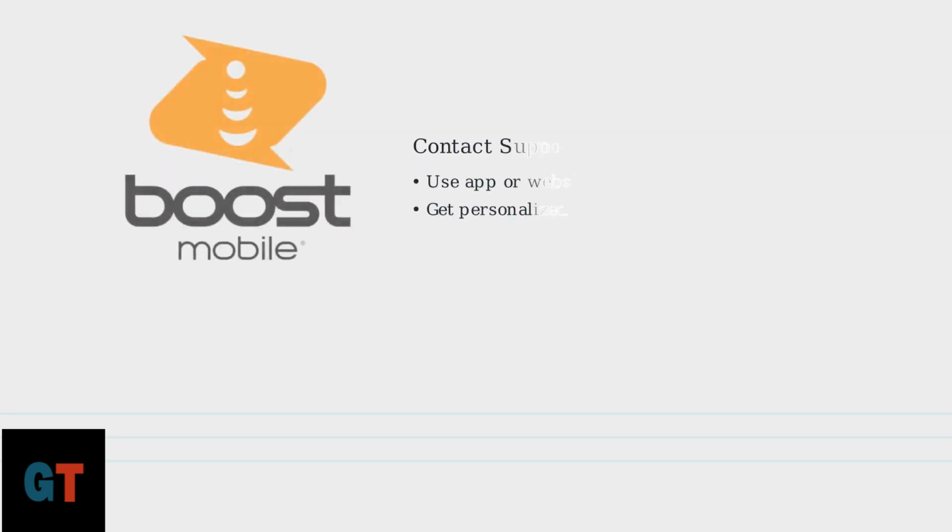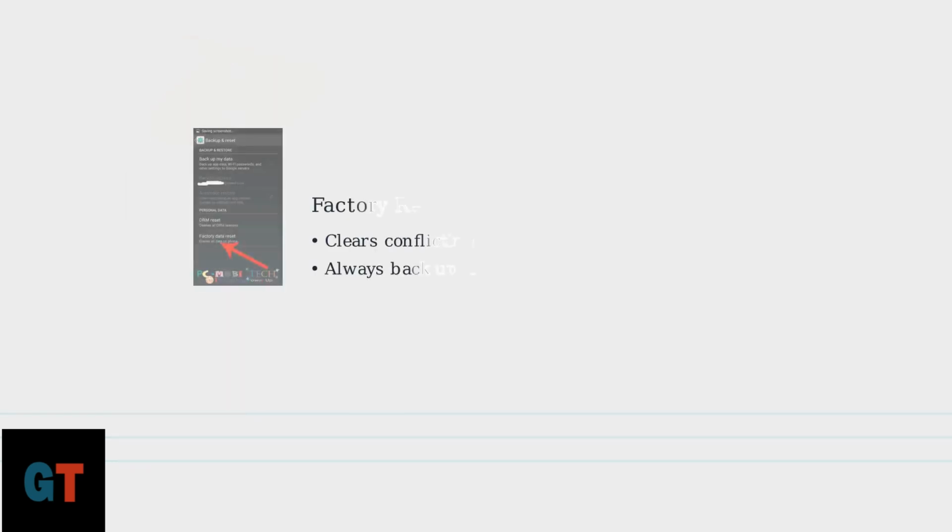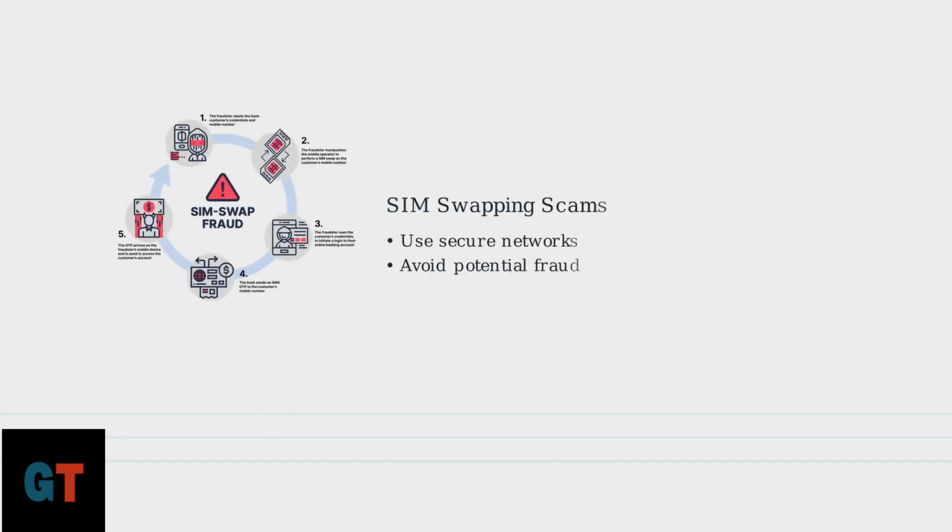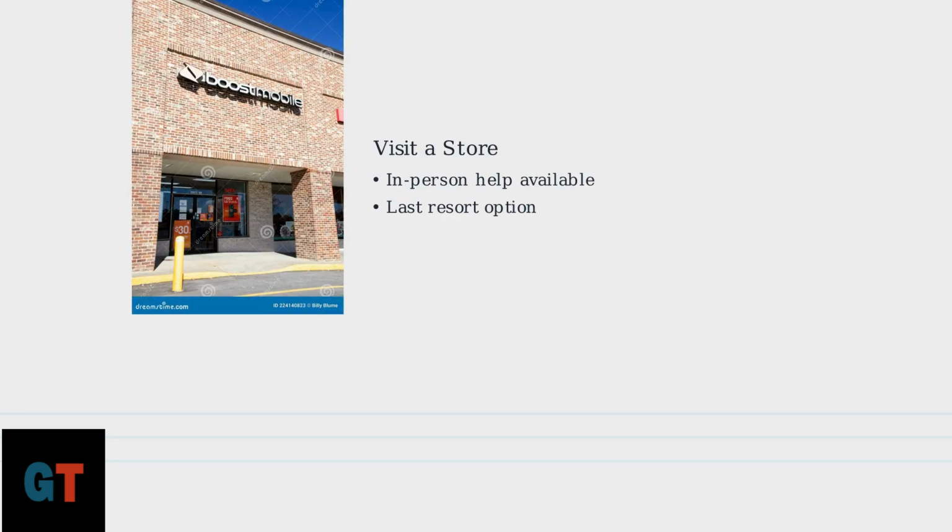For persistent issues, contact Boost Mobile support via the app or website for personalized assistance. In some cases, performing a factory reset on your device can clear conflicting settings, but remember to back up your data first. Be cautious of potential SIM swapping scams and use secure networks during activation. As a last resort, consider visiting a Boost Mobile store for in-person assistance.